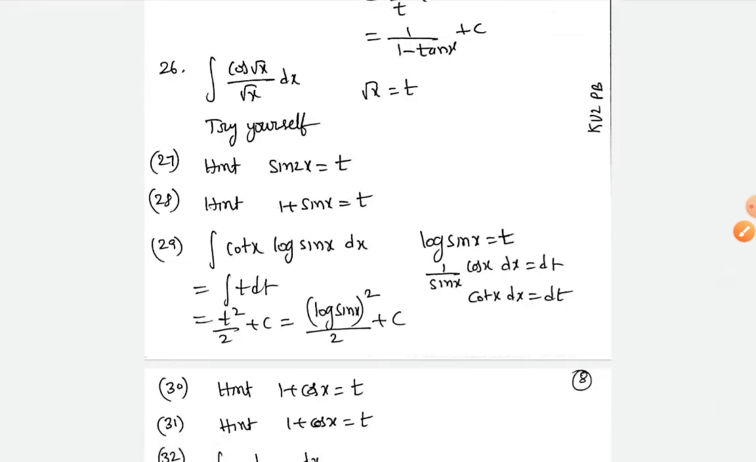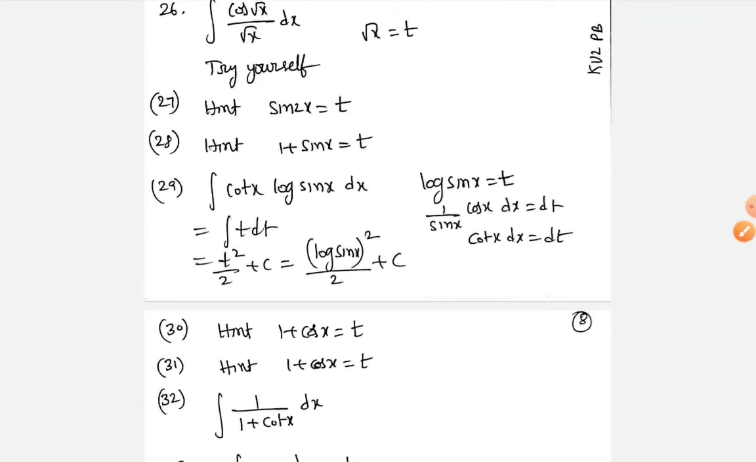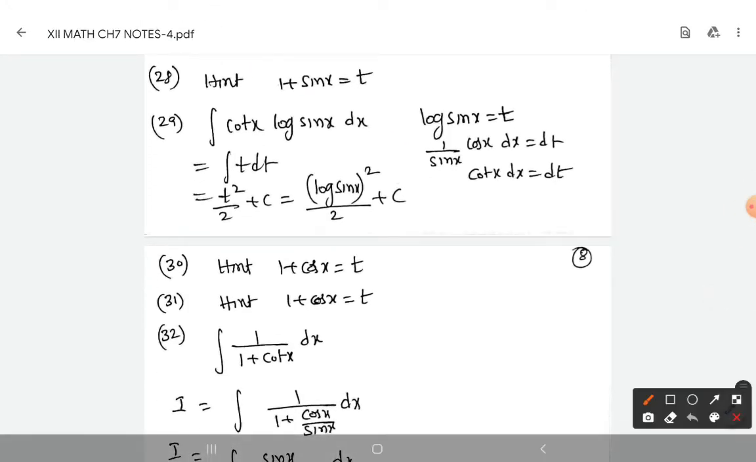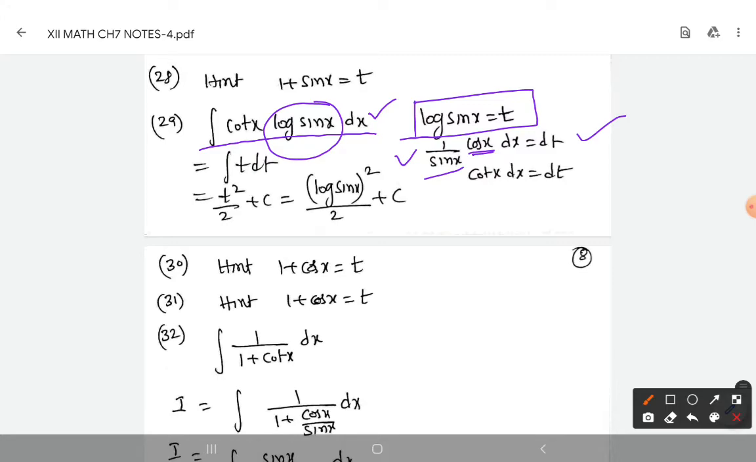Next, 27th and 28th you can try yourself by taking the hint given: sin 2x is t, 1 plus sin x is t. 29th question, integration of cot x into log sin x into dx. Take log sin x is equal to t, because it looks complex, so take that one as t and see the derivative of that. 1 by sin x into cos x, because it is chain rule, into dx is equal to dt. Cos x by sin x is cot x into dx is equal to dt. So it will be t dt. So log sin x is t square by 2 plus c. So (log sin x) whole square by 2 plus c.